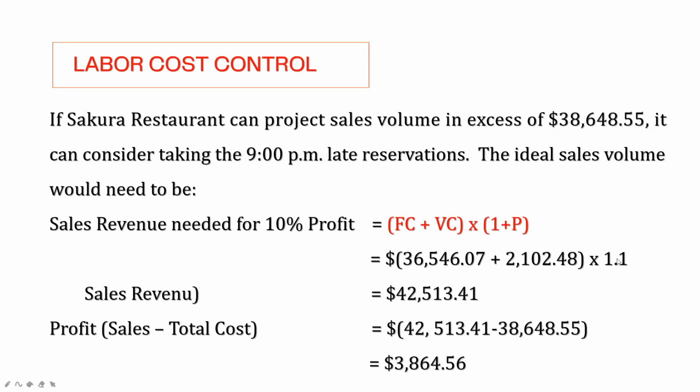If you remove the 1 from this equation, fixed cost plus variable cost times the profit percentage would give you the $3,864.56.